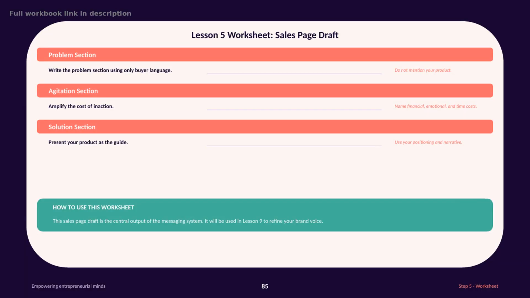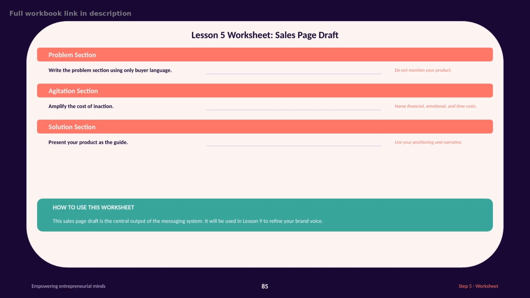Open your workbook to the Lesson 5 worksheet, Sales Page Draft. Pause here. In the problem section, write the problem using only buyer language. Do not mention your product. In the agitation section, amplify the cost of inaction. Name financial, emotional, and time costs. In the solution section, present your product as the guide. Use your positioning and narrative. And in the call to action, write a specific, action-oriented CTA that names the next step in buyer's language.